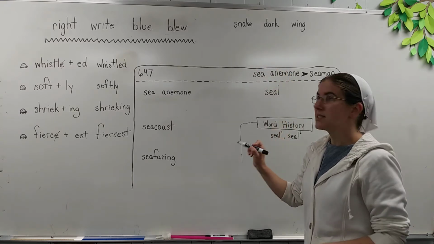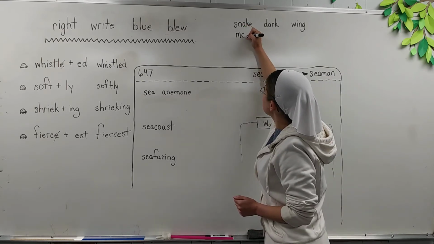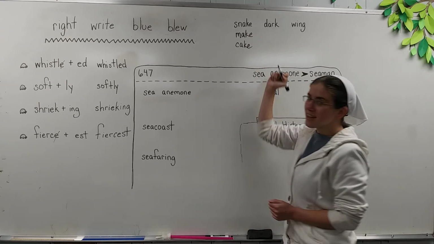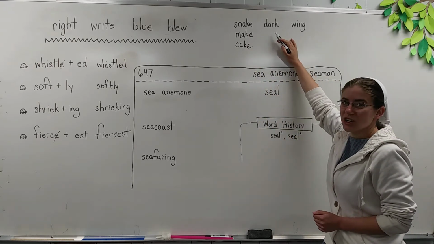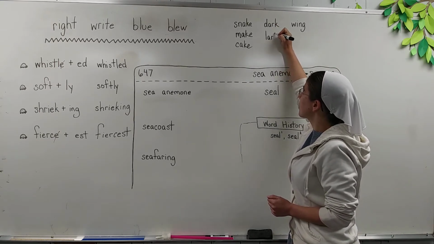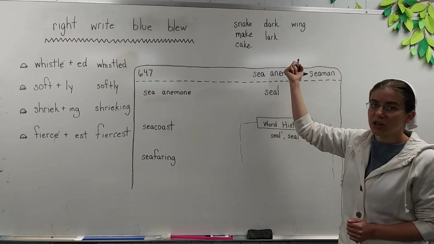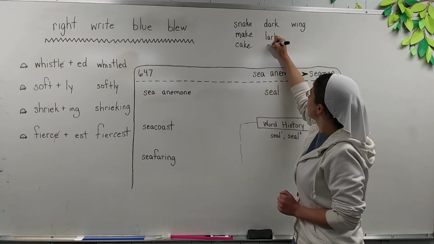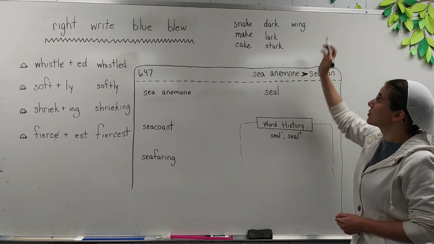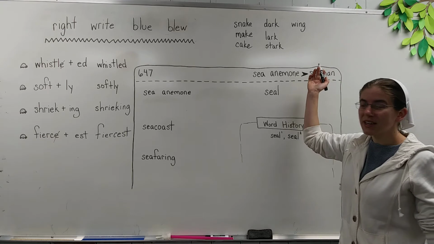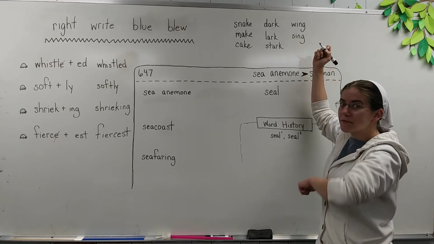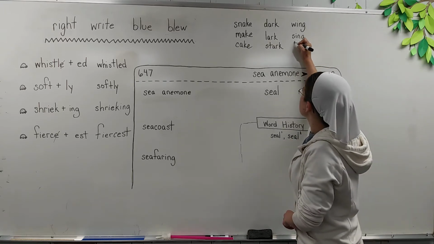All right. Now, what is a word that rhymes with snake? Think of any words? Snake, make, cake. Okay, and some words that rhyme with dark. Dark. How about lark? The bird. Lark. Dark. Stark. Ooh, there's a word. It's a fun word. Okay, and some words that rhyme with wing. Wing. Sing. Fling. Fling the hammer to the side.